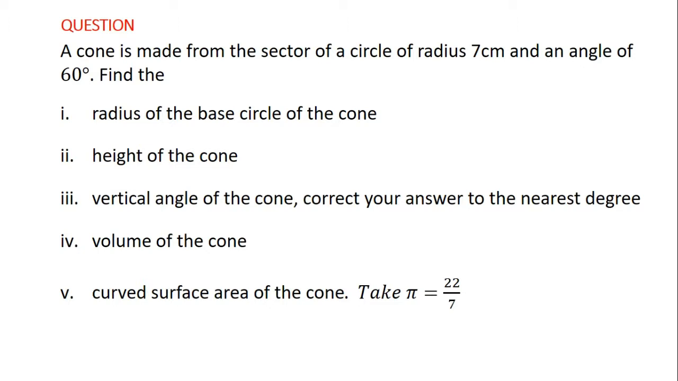A cone is made from a sector of a circle of radius 7 centimeters and an angle of 60 degrees. Find the radius of the base circle of the cone, height of the cone, vertical angle of the cone, volume of the cone, and curved surface area of the cone. Take pi to be 22 divided by 7. We will solve the first question in this video, that is the radius of the base circle of the cone, and we will solve the others in the next video.